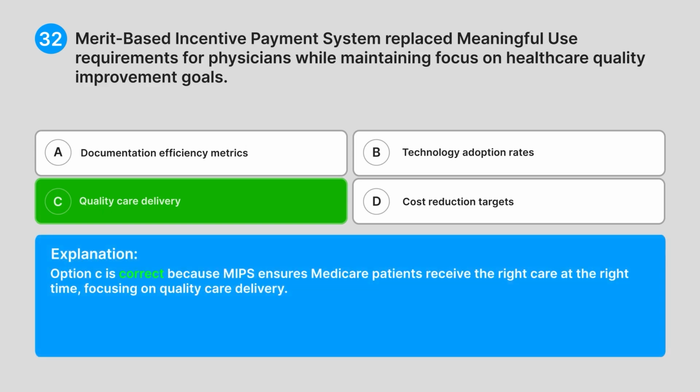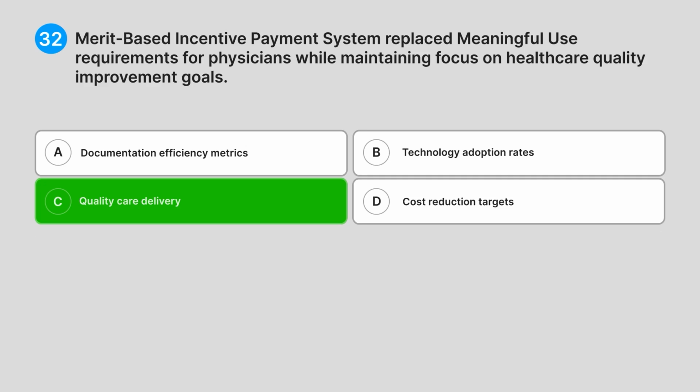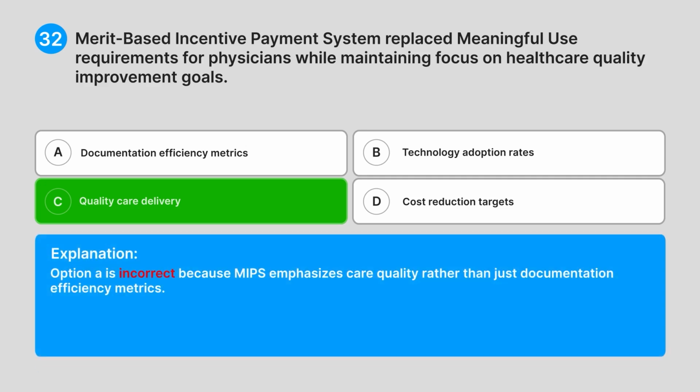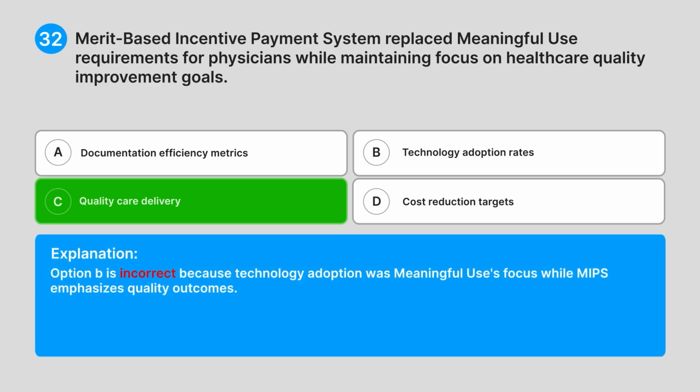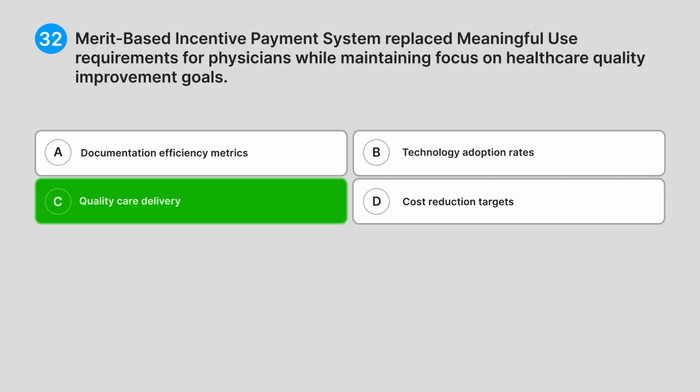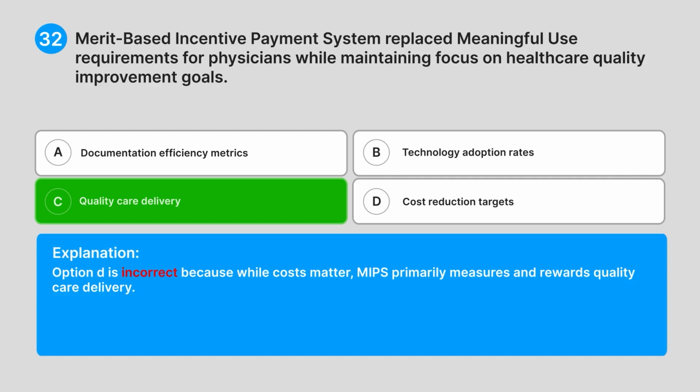Explanation. Option C is correct because MIPS ensures Medicare patients receive the right care at the right time, focusing on quality care delivery. Option A is incorrect because MIPS emphasizes care quality rather than just documentation efficiency metrics. Option B is incorrect because technology adoption was meaningful use's focus, while MIPS emphasizes quality outcomes. Option D is incorrect because while costs matter, MIPS primarily measures and rewards quality care delivery.